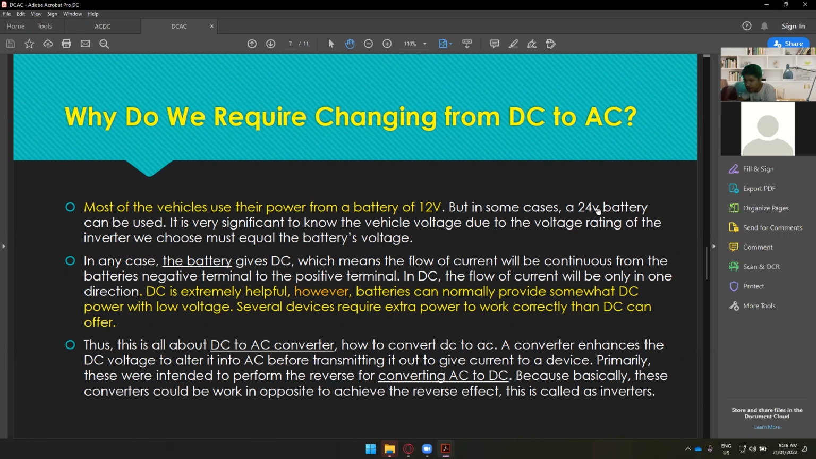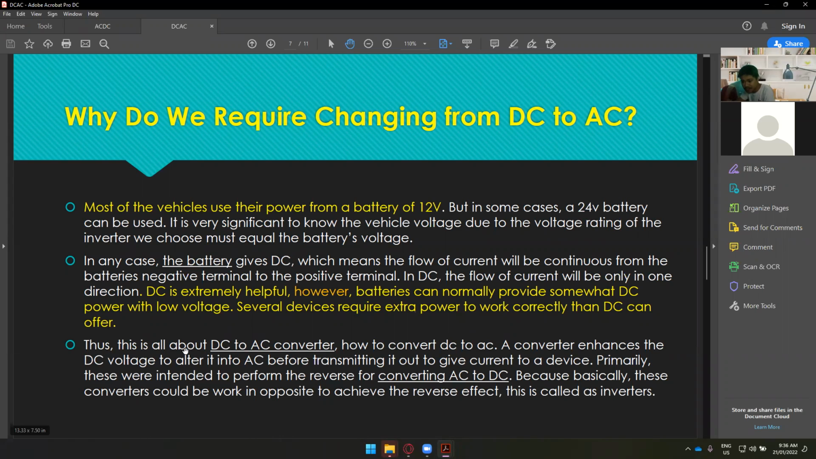Going back here, most vehicles use power from a battery of 12 volts, but in some cases a 24 volt battery can also be used. So it is very significant to know the vehicle voltage, because the voltage rating of the inverter we choose must be equal to the battery's voltage. The battery gives DC, which means the flow of current will be continuous from the battery's negative terminal to the positive terminal. So in DC, the current flows in only one direction. Thus, DC is extremely helpful. However, batteries normally provide DC power with low voltage, so several devices require more power to work correctly than DC can offer.